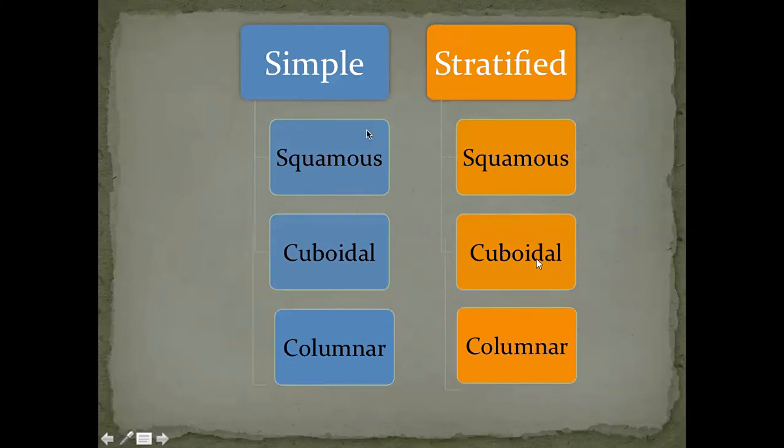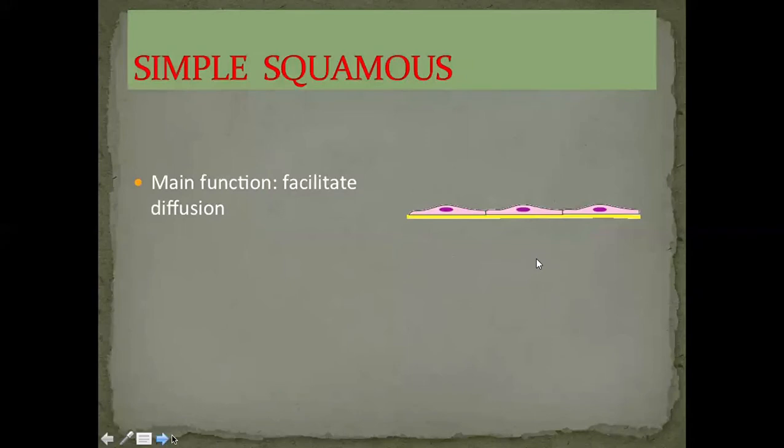Then may corresponding yan pag stratified, no? Stratified squamous, stratified cuboidal, stratified columnar. But now we will focus only on the simple. Simple, meaning one layer of squamous, one layer of cuboidal, and one layer of columnar cells. Okay, so simple squamous. So meaning one layer of squamous cells.